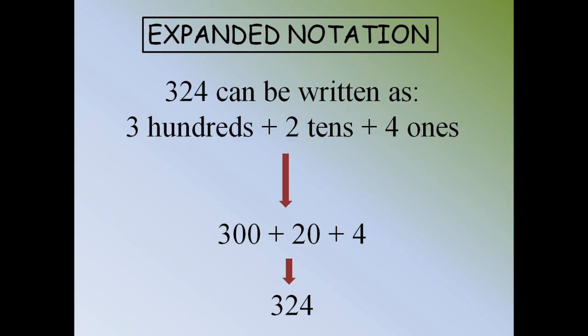Now our next topic of discussion is expanded notation. So the number 324 can be expanded as 3 hundreds plus 2 tens plus 4 ones, which is equal to 300 plus 20 plus 4, which gives the number 324. Now let us understand this expanded notation with the help of an example. Now moving on to the next slide.